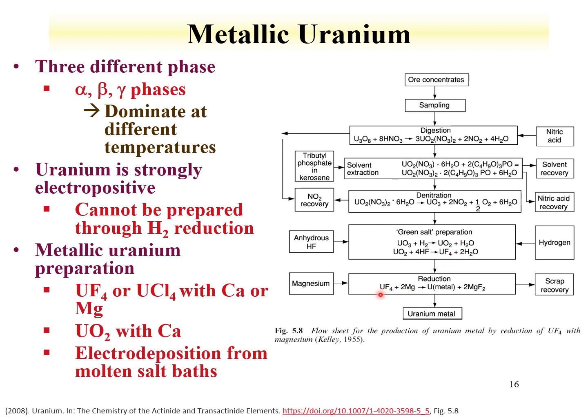We take those fluorides and treat them with magnesium metal. A divalent metal, or even a monovalent metal, would be sufficient to reduce uranium from the +4 to the metal state. So this preparation can be done with uranium tetrafluoride or tetrachloride with calcium or magnesium. You can also use UO2 with calcium, or you can do electrodeposition from molten salt baths.